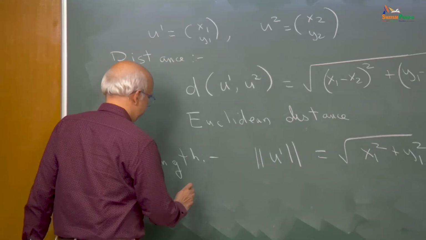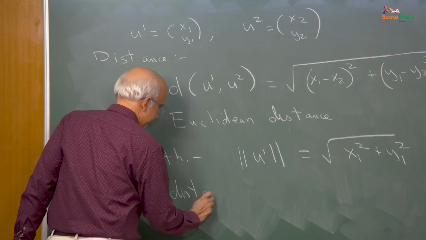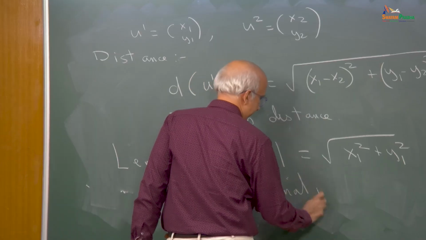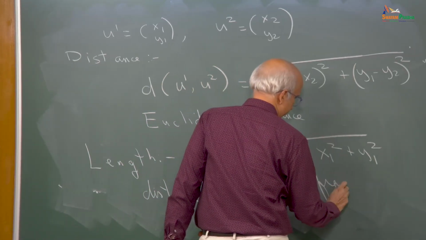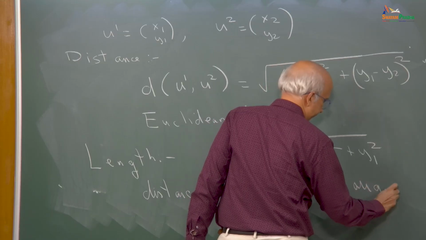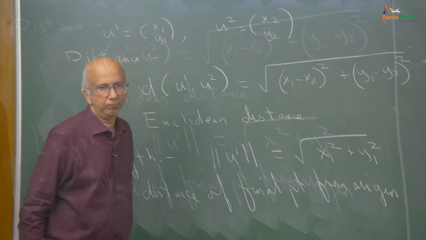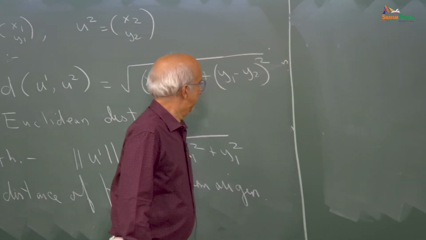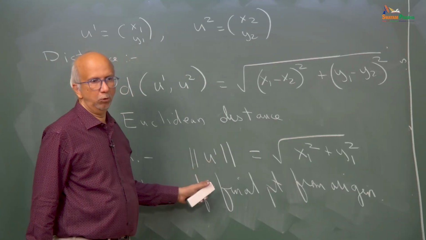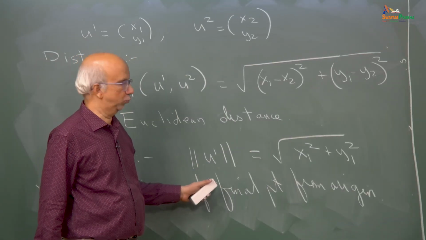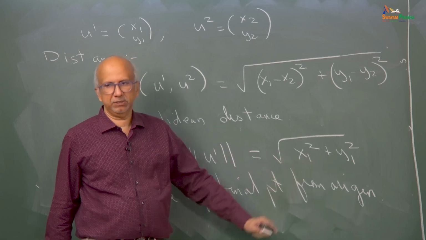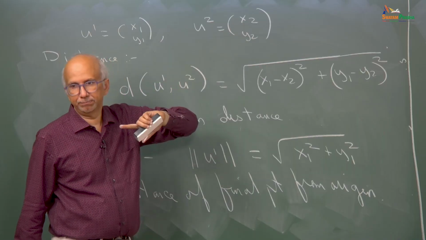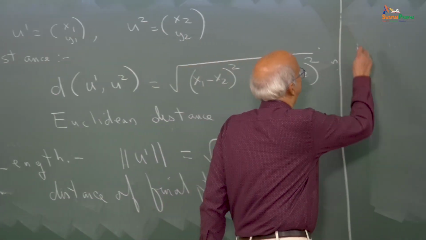This is basically the distance of the final point from the origin. Similarly, norm of u2 or length of u2 will be square root of x2 square plus y2 square, because this is u2, distance of this from the origin. So, length of u2.